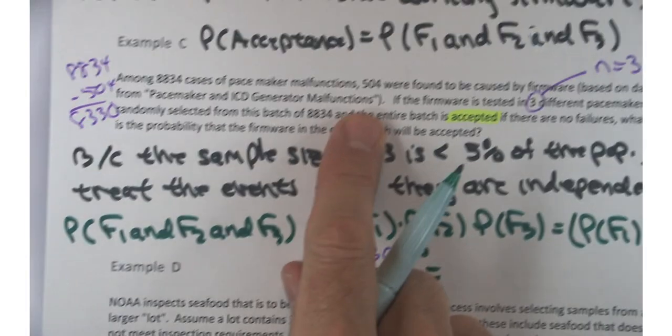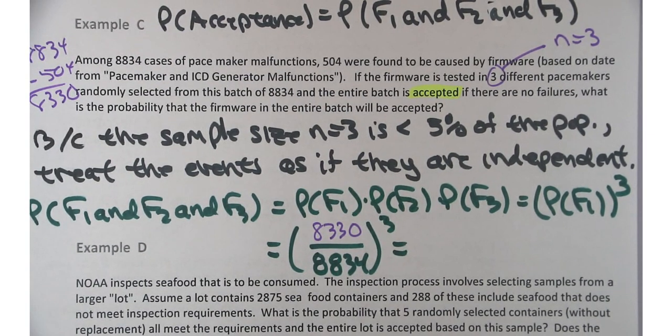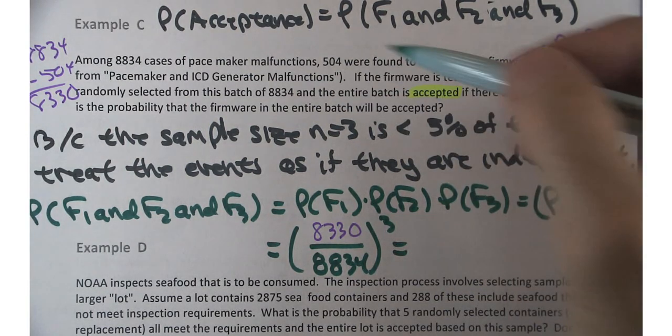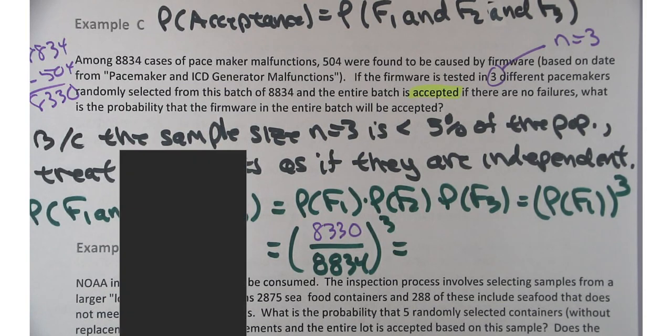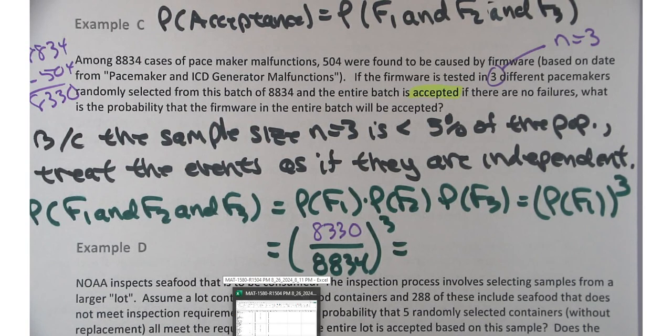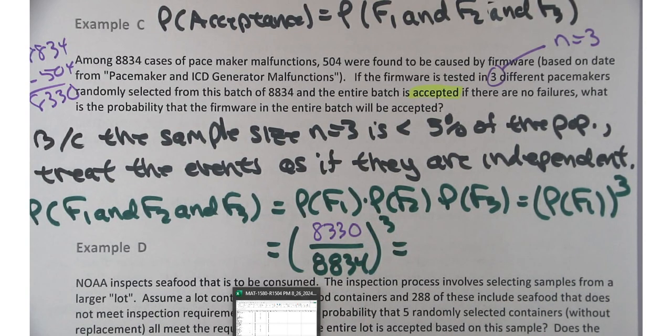Do you think that something like this should be shipped if you have 504 of these that are not working? They're pacemakers. I think you want a pretty high probability of finding something like this. So let's see, 504 divided by 8834. There's about a 5.7% chance of getting a bad one. That's a lot of bad ones. I don't think a batch like this should be going through, but if all you're taking is 3 of them, then there's a pretty good chance that they're going to go through.